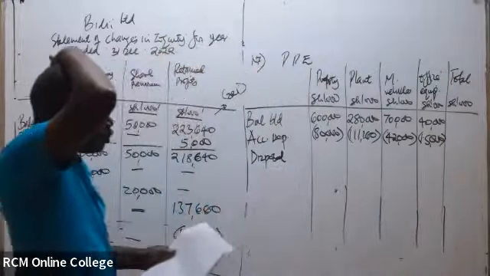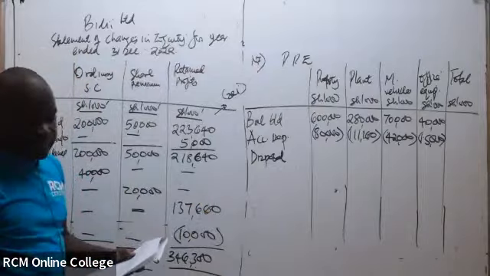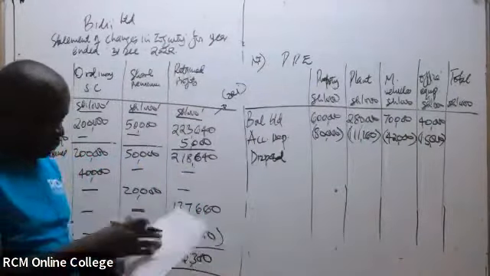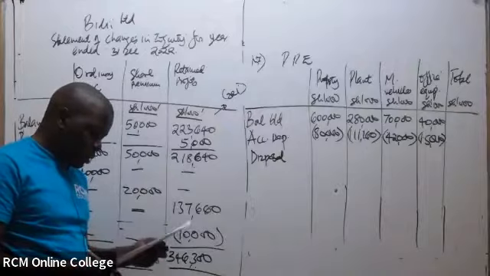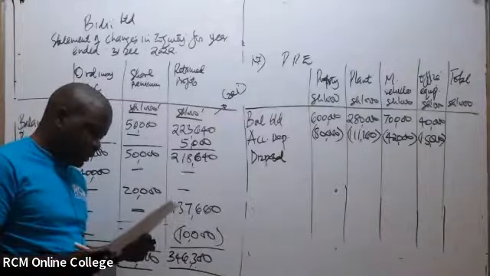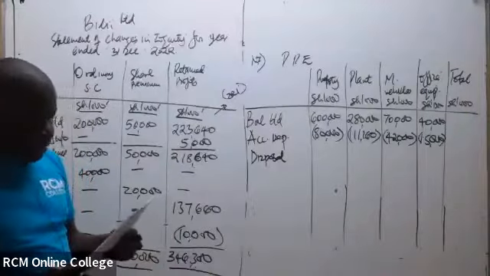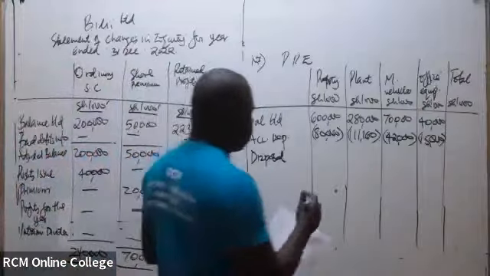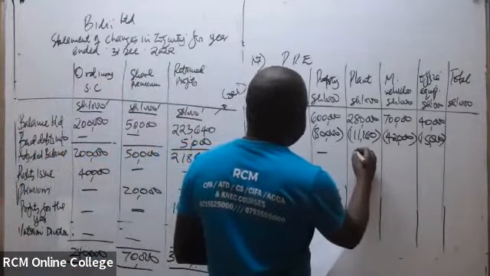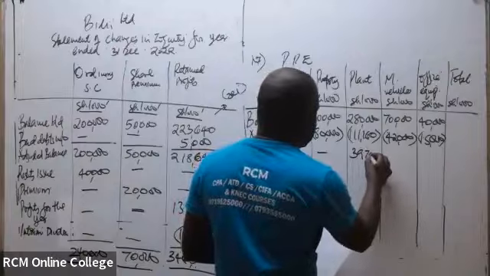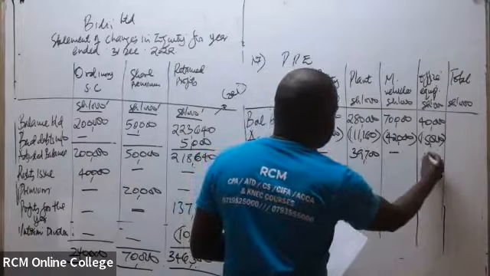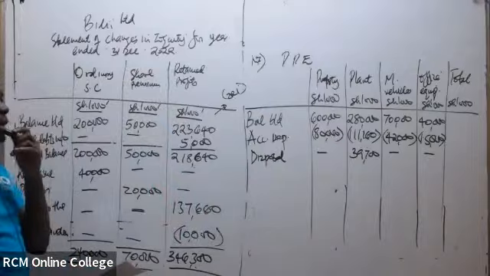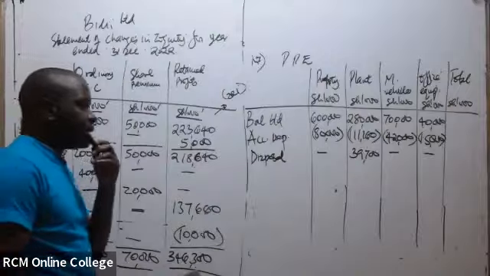Then we have a disposal. There was an item of plant which was actually disposed of, which you are told it actually cost how much. The plant had a cost of 39,700,000. So that item was actually, in this case, done what? Disposed. It was actually disposed of.